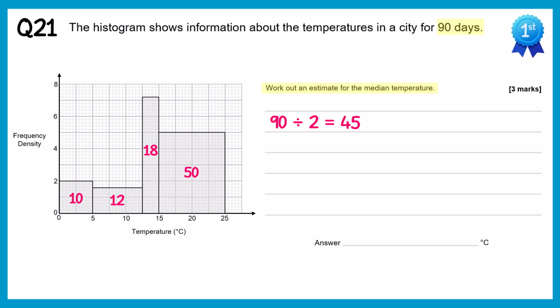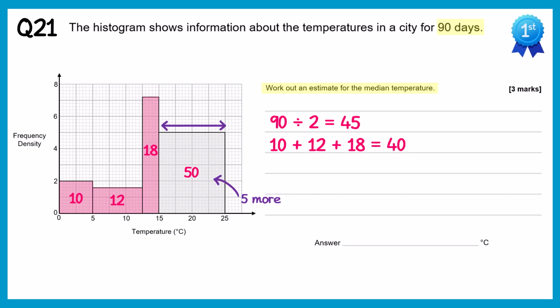Remember, we're looking for the 45th day. If we add up the first 3 bars here, 10, 12, and 18, you get a total of 40, so we're nearly there. It means we just need 5 more from this bar here. If this bar has 50 days in it, and we only want 5 of them, that's 10% of the bar.